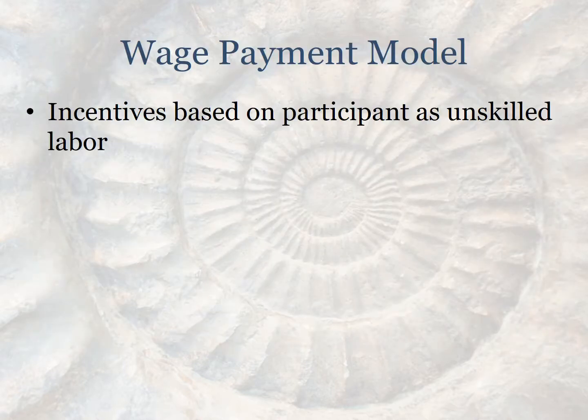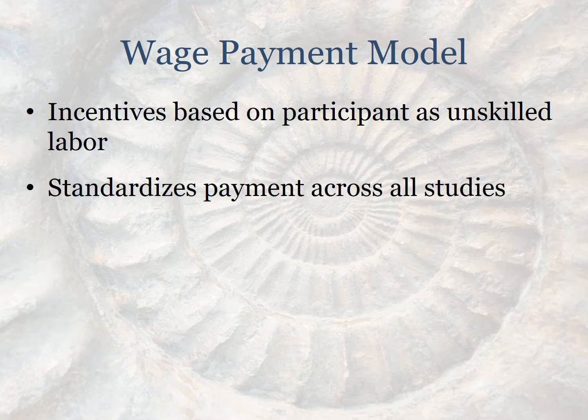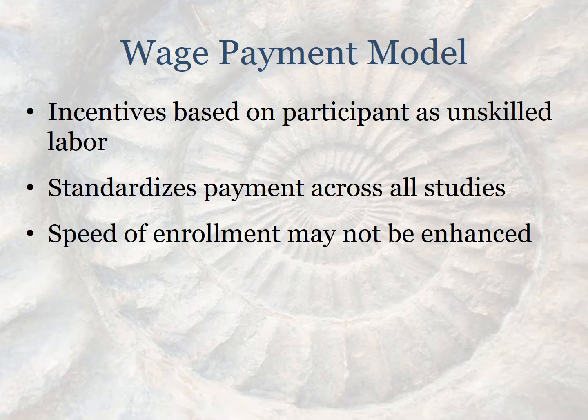The wage payment model is a little bit different, and it sounds really good. The incentive is based on the fact that the participant is being paid as unskilled labor. You're going to give everyone a set number of dollars per hour. You're going to pay them for their time, and you're going to treat them as unskilled. And this would standardize payment across all studies. So the research site, for example, can say everybody's going to get $10 an hour for participation in a trial. So that pays them the same across all studies. It reduces or eliminates the supply and demand concept. This doesn't necessarily do anything to the speed of enrollment.